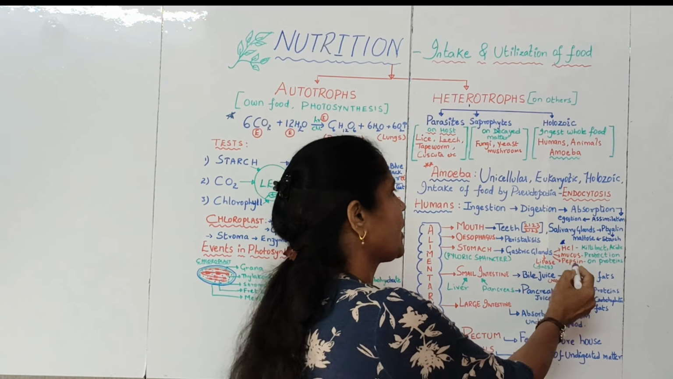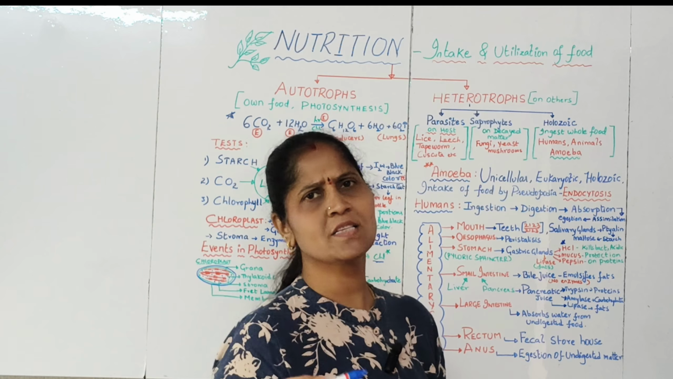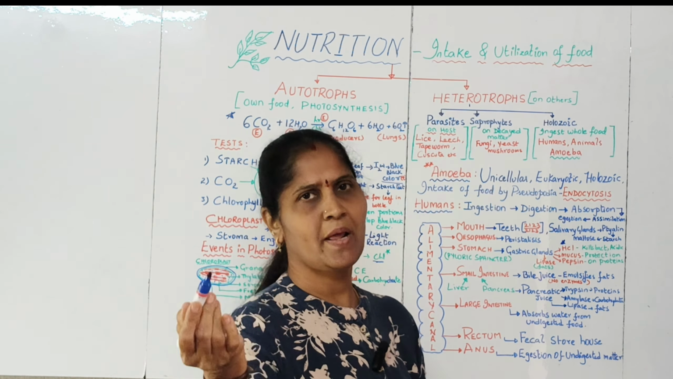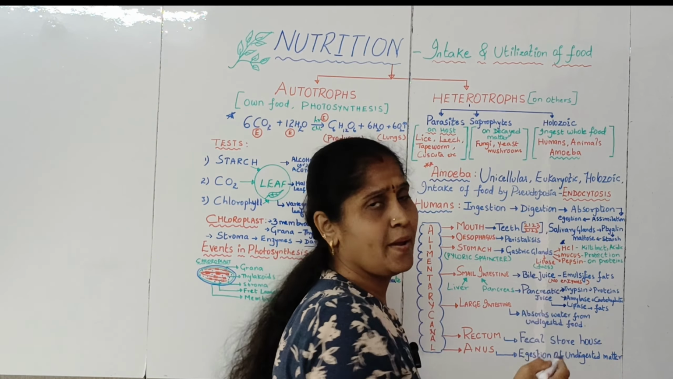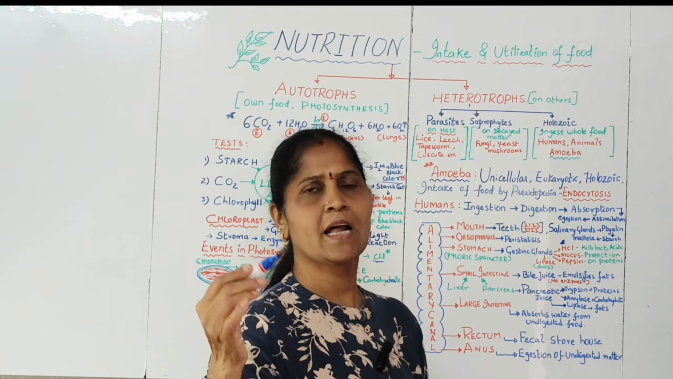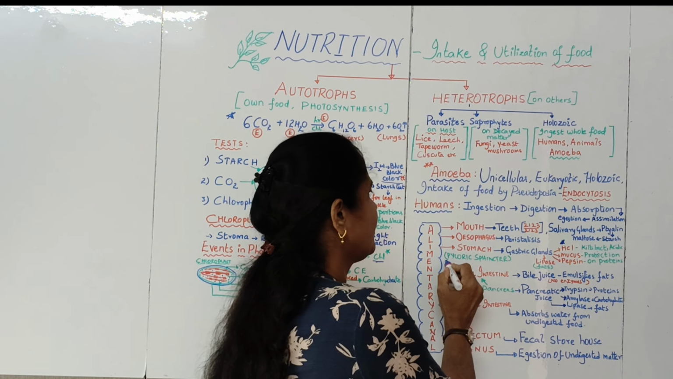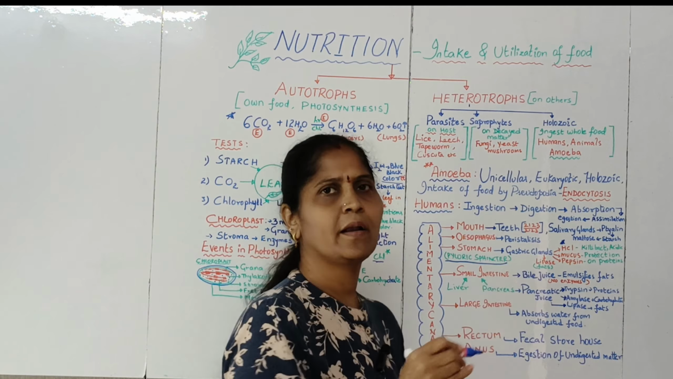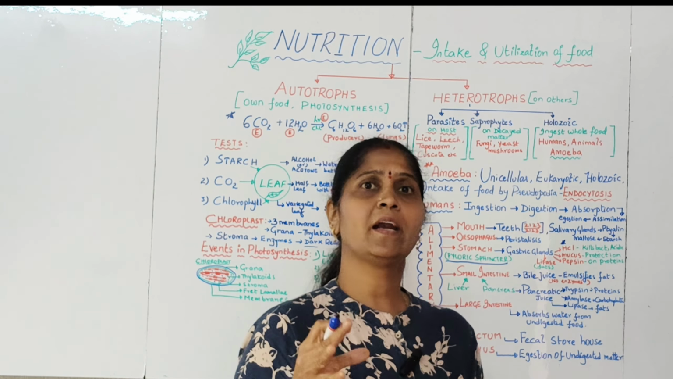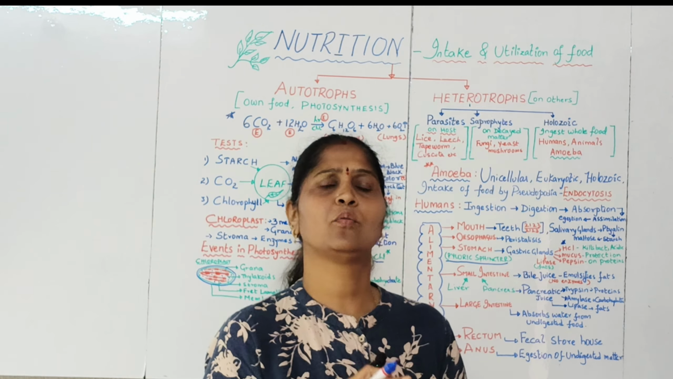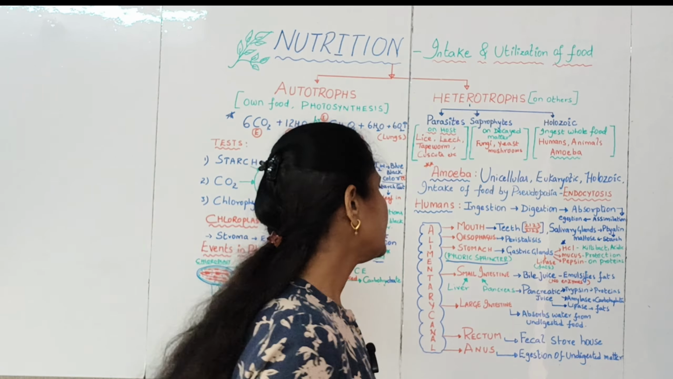Then next, talking about pepsin, it will act on proteins that your food contains, and break them down into peptides. Then we have lipase, which will act on fats and convert them into fatty acids. Then next you have to remember this structure, that is the pyloric sphincter. So pyloric sphincter will regulate the amount of food that is entering from the stomach into the duodenum. So this you remember.